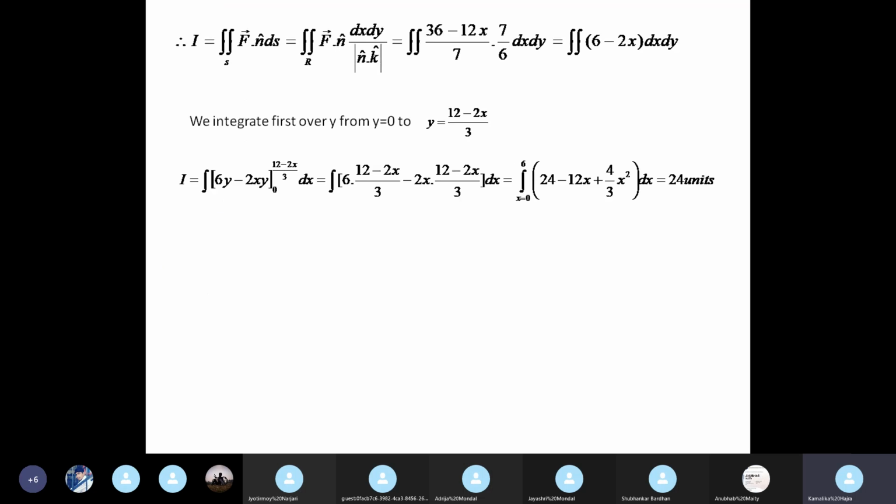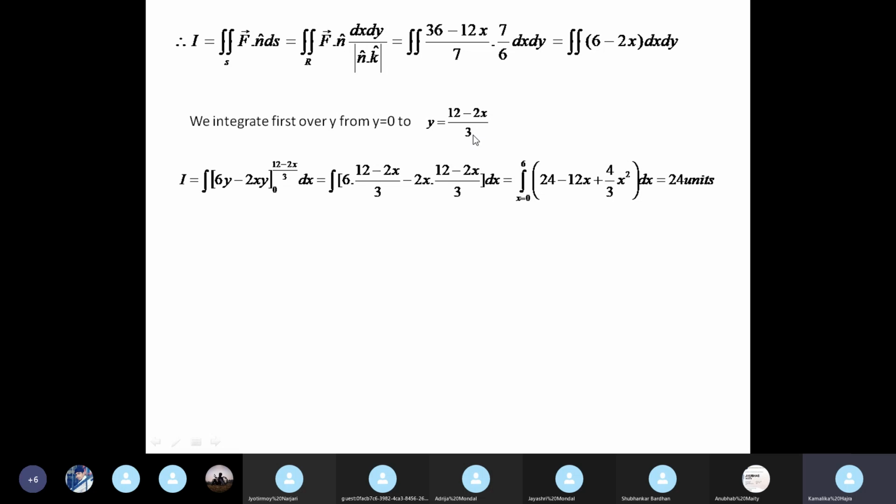So the integration, we have the value of f dot n cap, we have the value of dx dy by n cap dot k cap. So it comes out to be the integral of 36 minus 12x by 7 into 7 by 6 dx dy. So you simplify this and you get 6 minus 2x dx dy. Now what we'll do is we'll first integrate y from 0 to y equal to 12 minus 2x by 3.